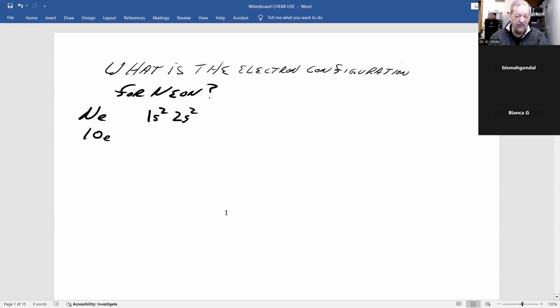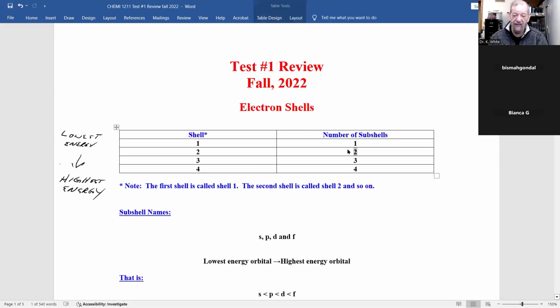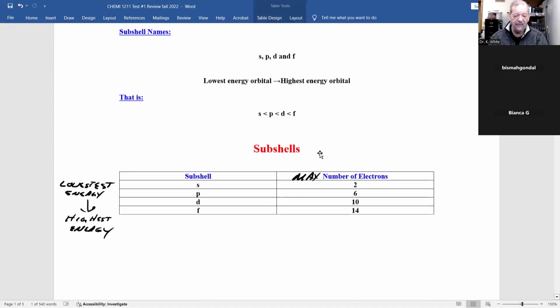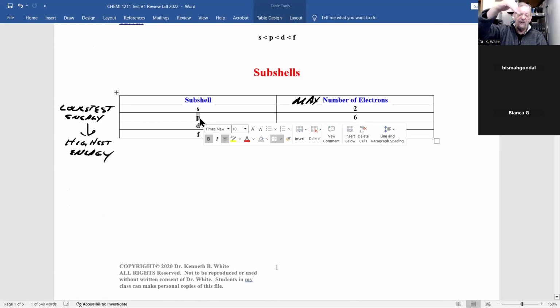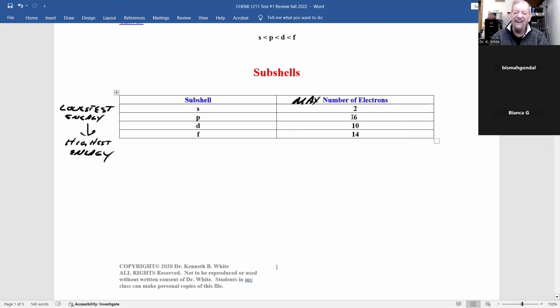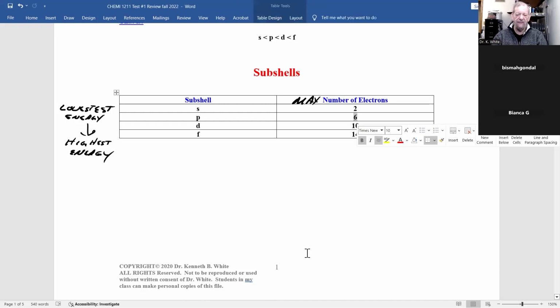Well, how many subshells does shell 2 have? 2. And the second subshell, the first is S, and the next one, remember you go from the lowest and keep on going higher, always fill the lowest first, is P. So that would be 2p. And how many electrons maximum can we put in any p subshell? 6.